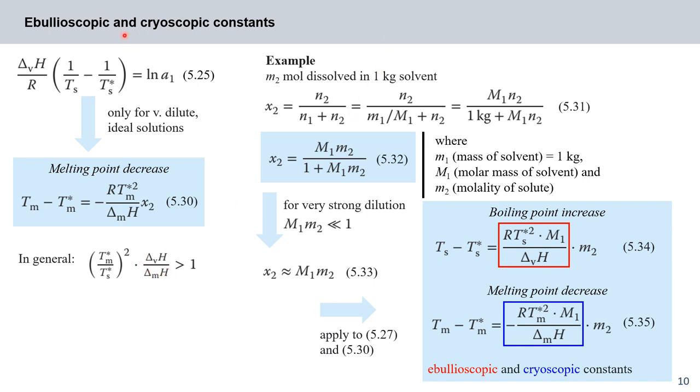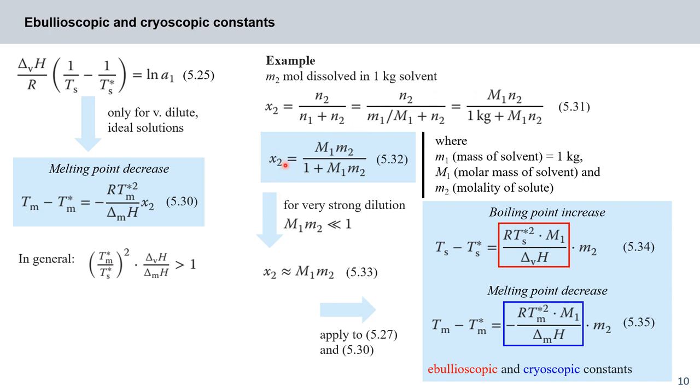Remember, molality is essentially moles per mass, while molarity is moles per volume. Let's look at these constants in an example. We have m2 mole of a substance dissolved in 1 kilogram of solvent. For historic reasons, this was always given as a molality. So we get equations 5.31 and 5.32: x2 equals n2 over n1 plus n2, equals n2 over m1, the mass of solvent divided by the molar mass, plus n2, which equals big M1 times n2 over 1 kilogram of solvent plus M1 times n2.